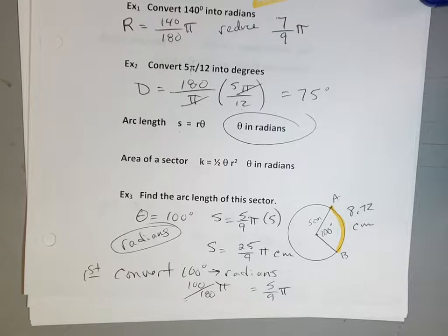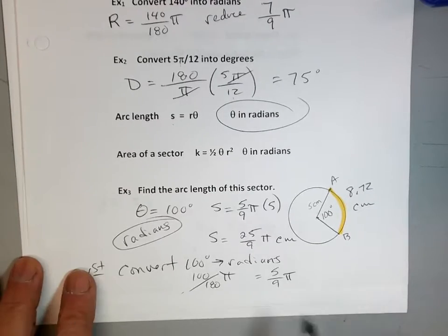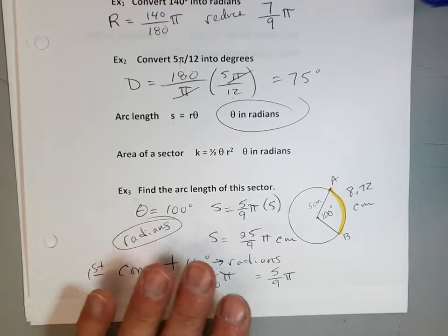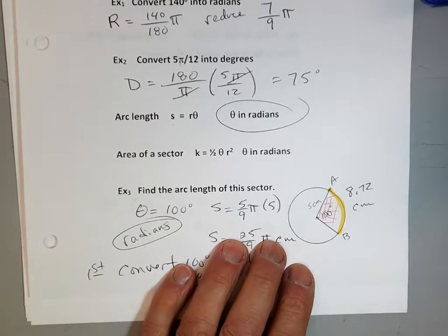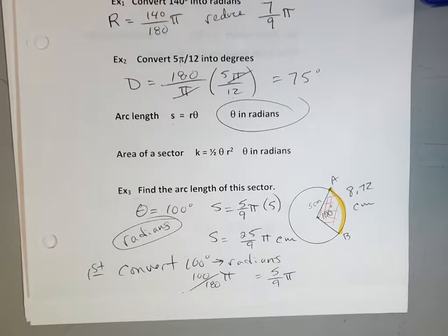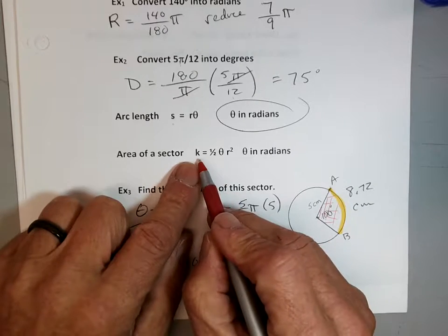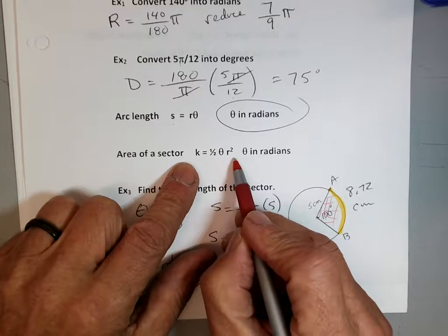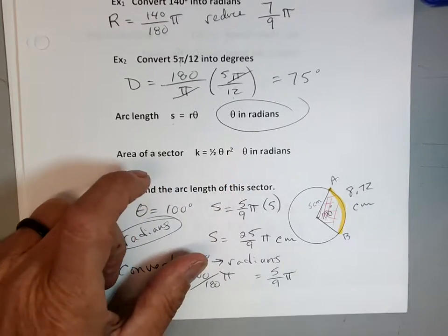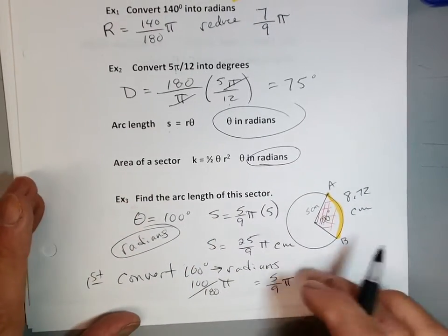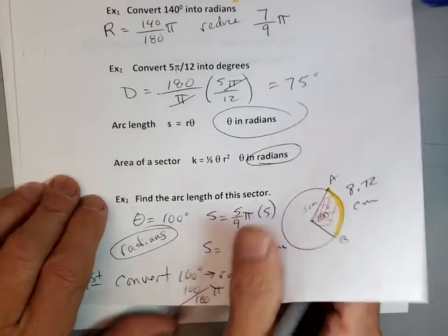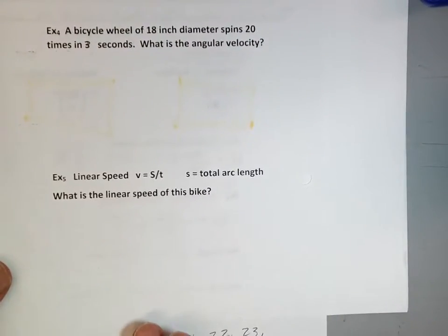Now, area of a sector. Area of a sector is, okay, how much area is in the wedge? What's the area of the sector? Well, that's not too bad because I've got a formula. K is the area, 1/2 theta r squared. But theta's in radians, right? So if we want the area of this sector, and I think that's what example 4 says. No, it doesn't. Well, let's do it anyway.